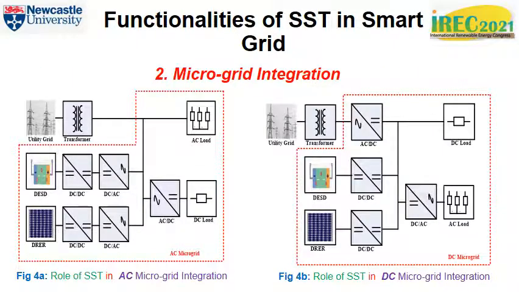Number 2, microgrid integration. SST also facilitates smooth integration of both AC and DC microgrid with control flexibility and improved efficiency. Figure 4A and B show the role of solid-state transformer in AC and DC microgrid respectively. In both cases, different power converters are incorporated to condition the power to required forms within the required power quality that cannot be achieved with a conventional line frequency transformer.